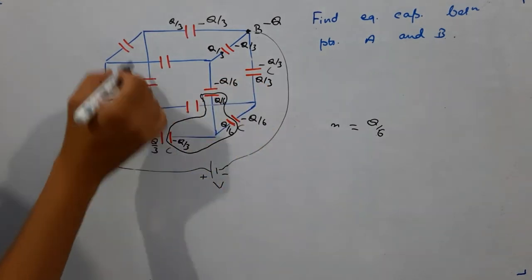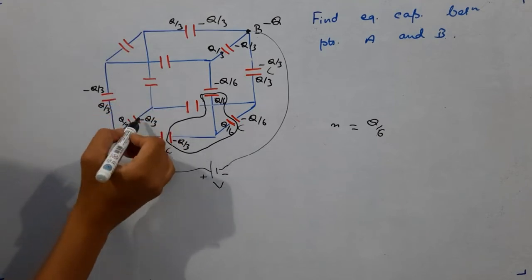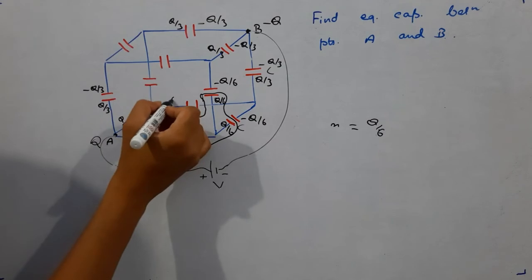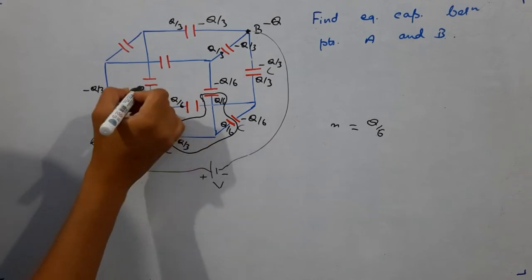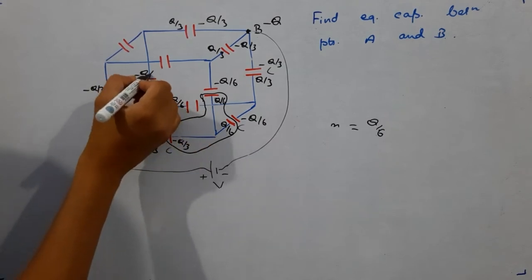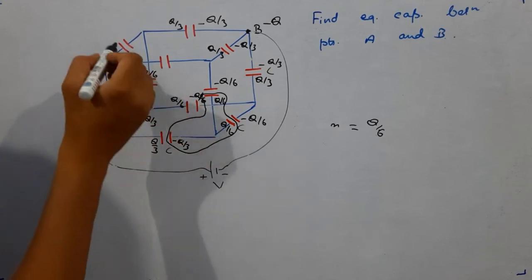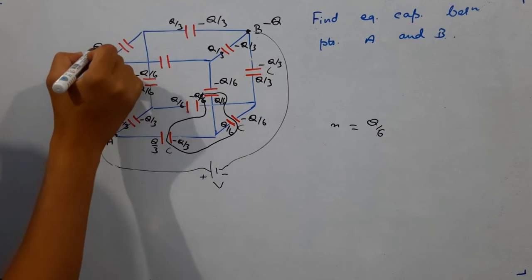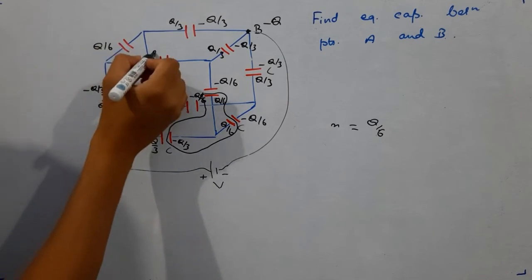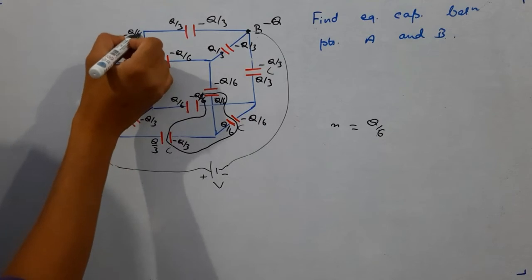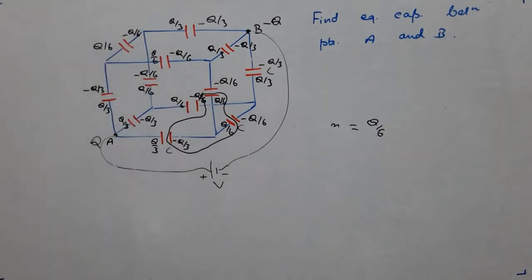Same thing has to be done other places also. For example, minus Q by 3 and this plate, total charge has to be 0. So here we'll have Q by 6. This will be Q by 6. This will be minus Q by 6. And this will be minus Q by 6. Likewise, we can complete all the charge distributions. Q by 6. This will be Q by 6. Minus Q upon 6. Minus Q upon 6. So this is our step number 1.